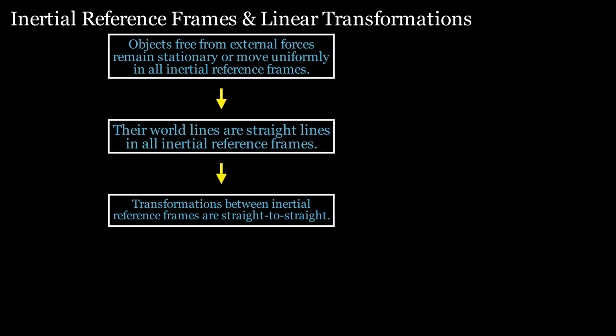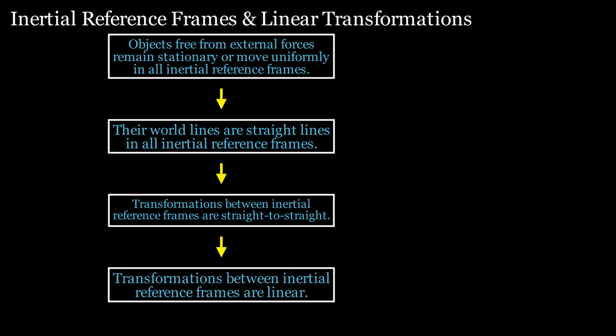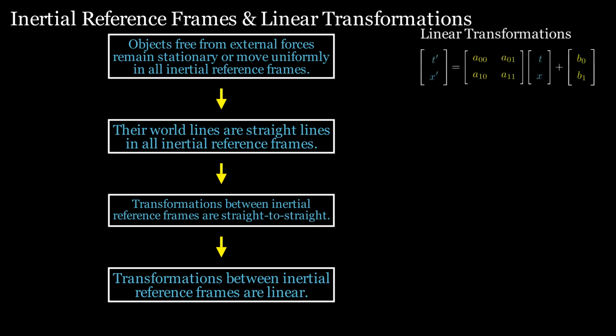And a coordinate transformation that maps straight lines to straight lines between two reference frames is mathematically known as a linear transformation. Linear transformations follow a standard form. Any coordinate transformation adhering to this form will map straight lines to straight lines. Further, if the xt reference frame and the x' t' reference frame use the same event as the coordinate origin, the translation term can be ignored.